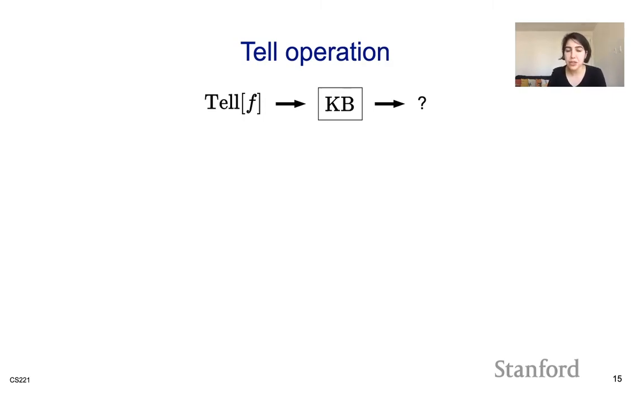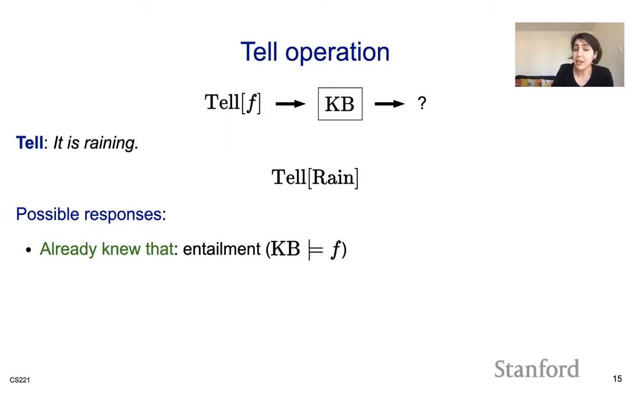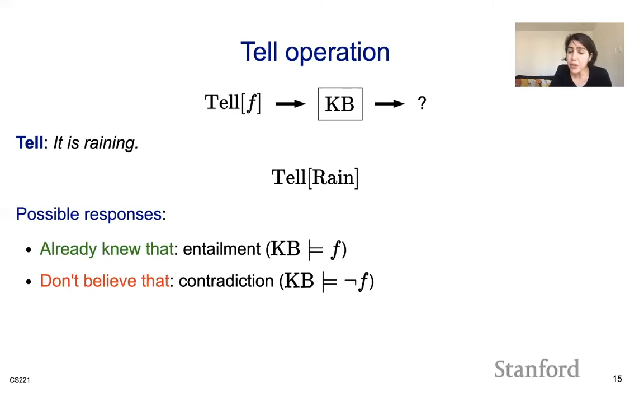So what can happen? If I tell it a new formula, maybe I tell it is raining. So I do tell rain. Three things can happen, right? It can either entail F. My knowledge base might already have raining in it. In that case, the response to the tell operation, tell it is raining, is going to be, I already knew that. So if my virtual assistant already entails rain, it should respond I already knew that. If it contradicts F, it should say I don't believe that, because its knowledge base basically says it's not raining, and now you're telling it is raining, so it would respond I don't believe that, because my knowledge base tells me the opposite.